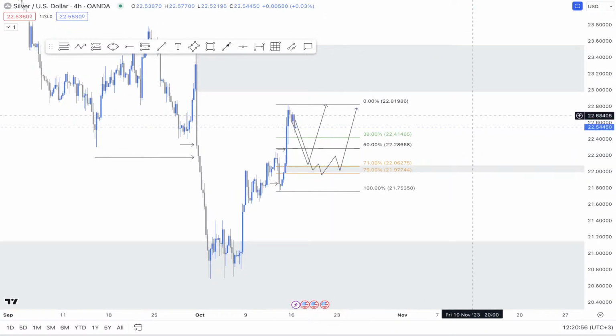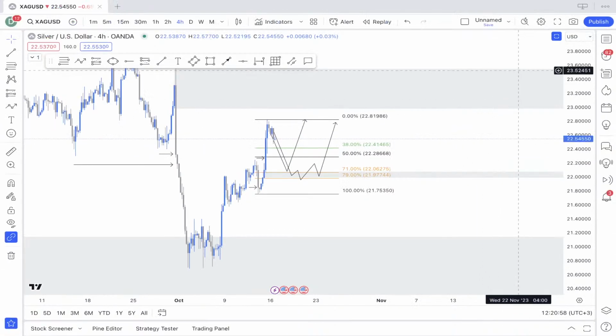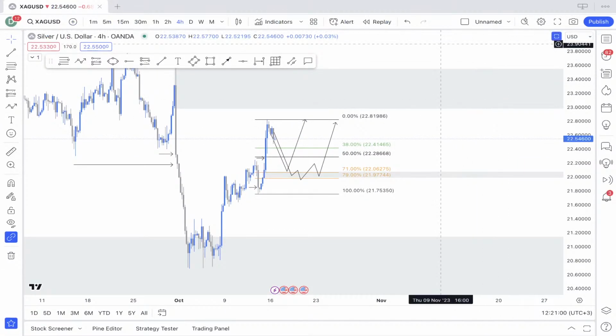Okay, so yeah, that's about it for today's metals analysis. As always, if there are any questions, make sure to let us know in the Discord.